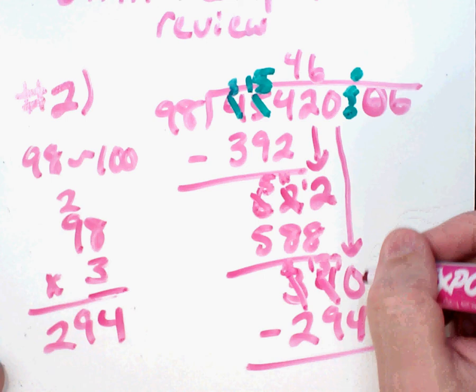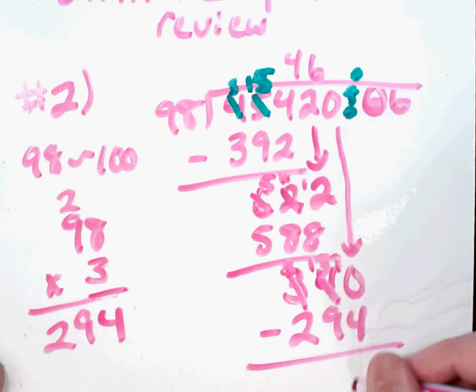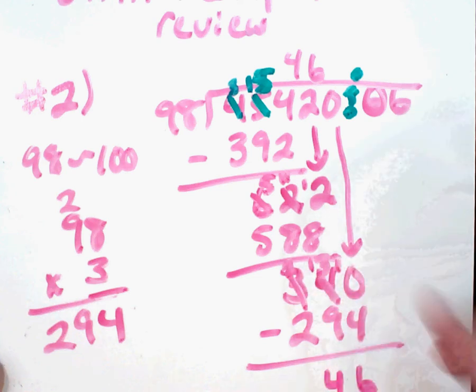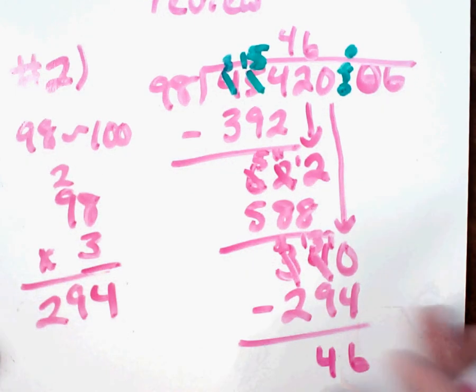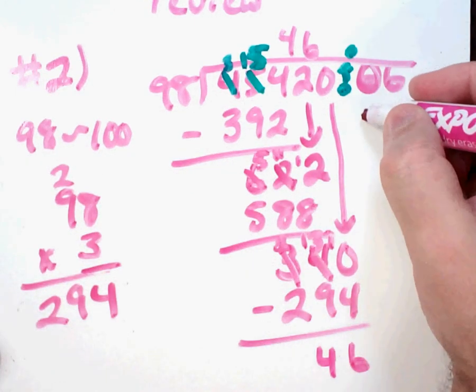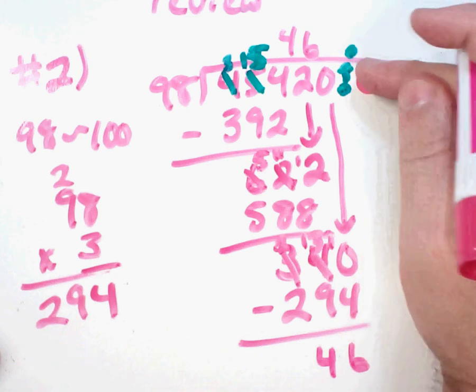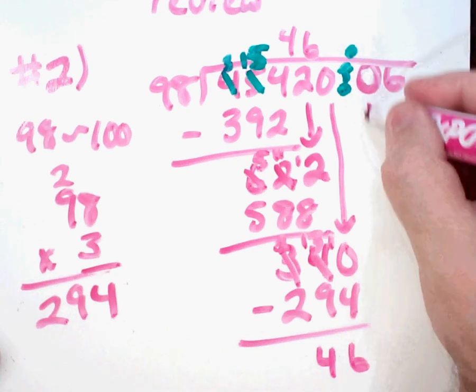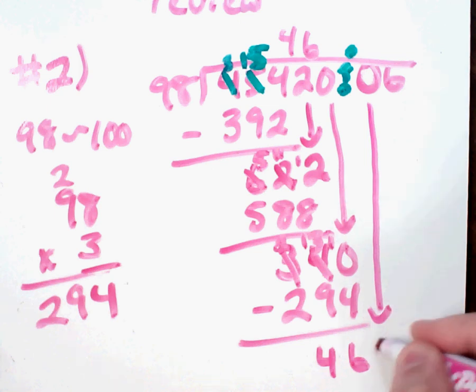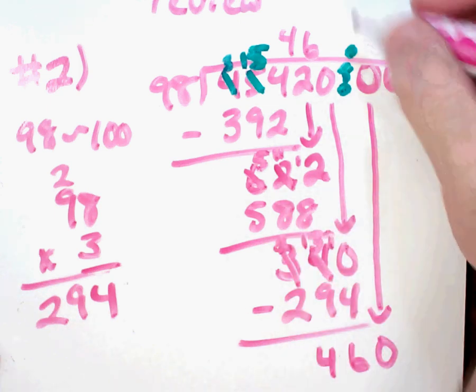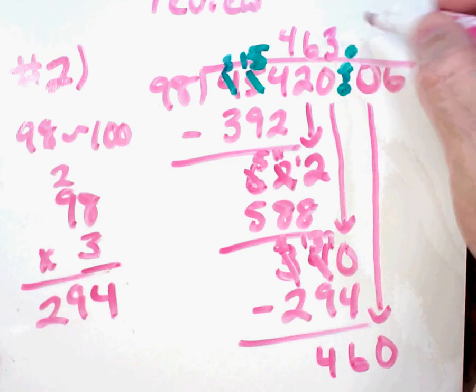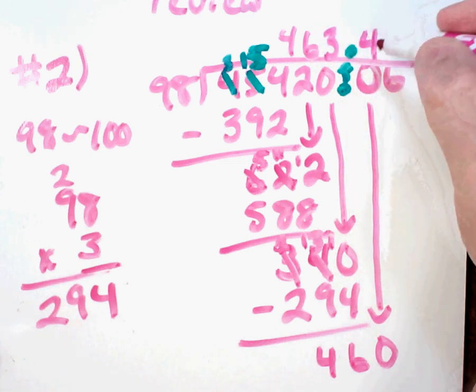To regroup there, so I've got 10 minus 4 gives me 6, 13 minus 9 gives me 4, 2 minus 2 is nothing. Pull down my 0 there, that is a 0 by the way. 100 into 460. 4 times.